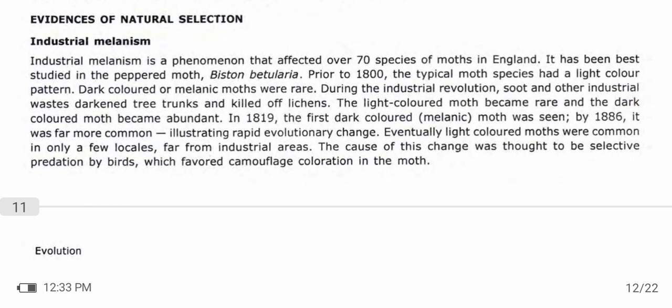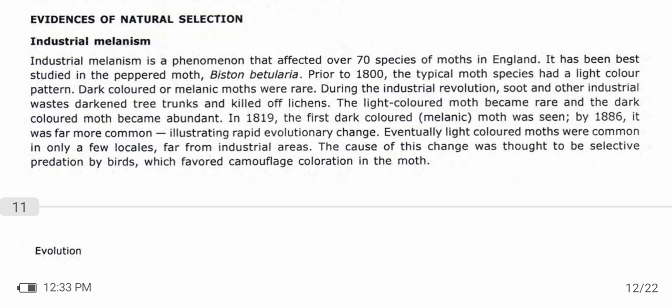Industrial melanism. Industrial melanism is a phenomenon that affected over 70 species of moths in England. It has been best studied in the peppered moth, Biston betularia. Prior to it, the typical moth species had a light color pattern. Dark-colored or melanic moths were rare. During the Industrial Revolution, soot and other industrial waste darkened tree trunks and killed off lichens. The light-colored moth became rare and the dark-colored moth became abundant.